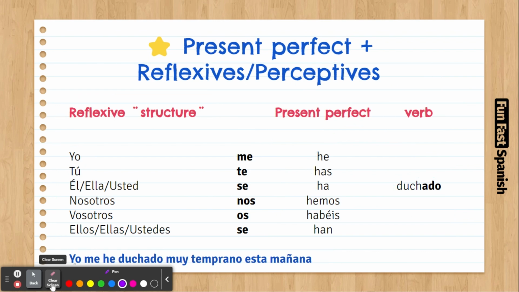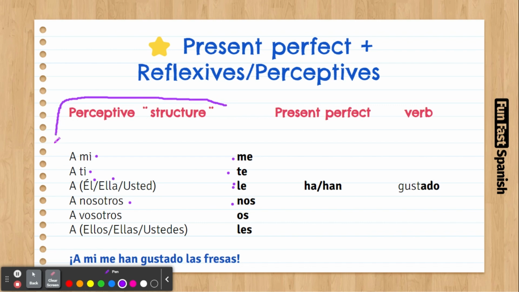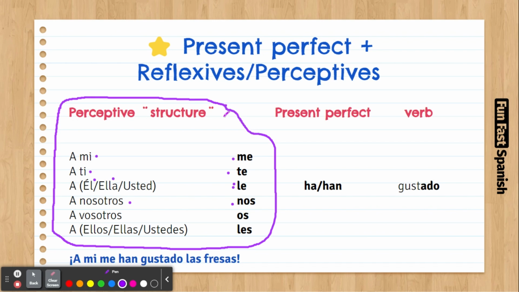We talked about perceptives. We said that there are some verbs. We were pretty much talking about the verb to like, you know, a mí me gusta. Remember perceptive structure? A mí me, a ti te, a él le, a ella le, a nosotros nos, and so on. As well as the reflexive, this structure was studied in depth in the survive level. So if you haven't studied this, I highly recommend you get a survive level and do it.